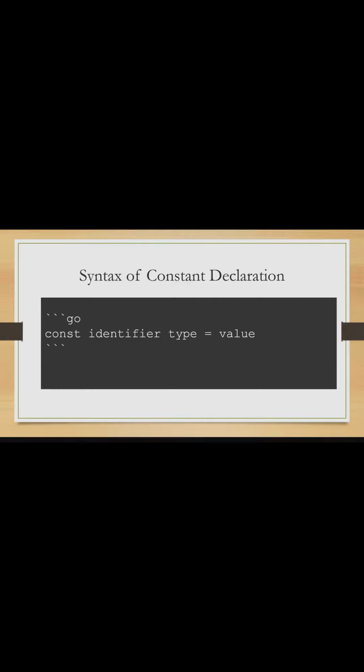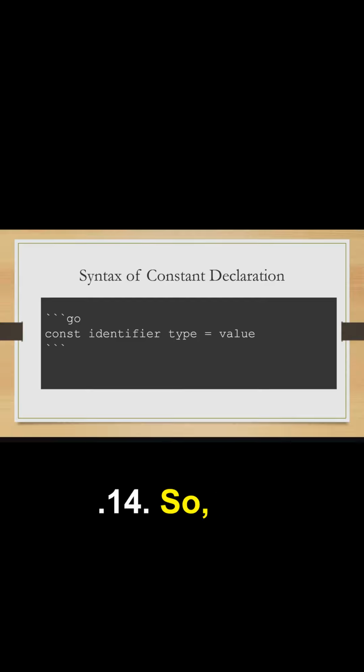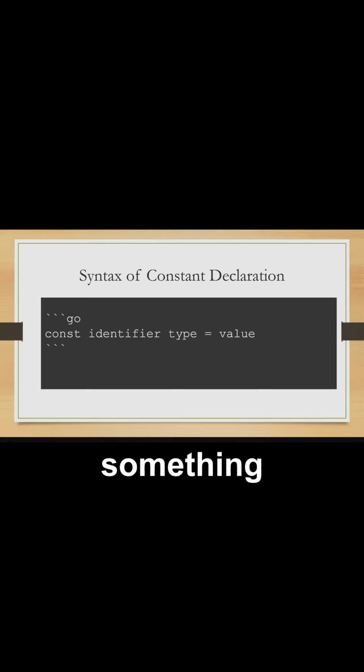And finally, the value, that's the fixed value you want to assign. For example, const pi float64 equals 3.14. So the full line basically means create a constant called pi, which is a float64 and its value is 3.14. So now here's something useful.